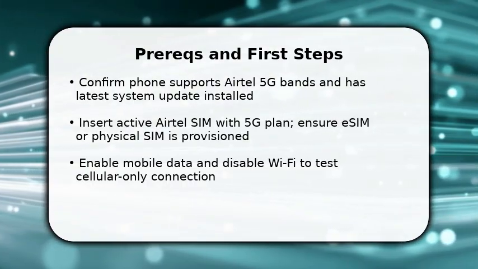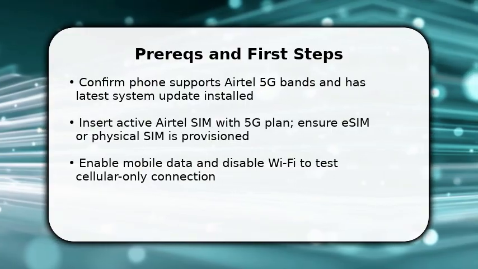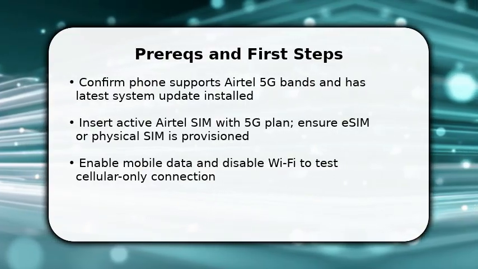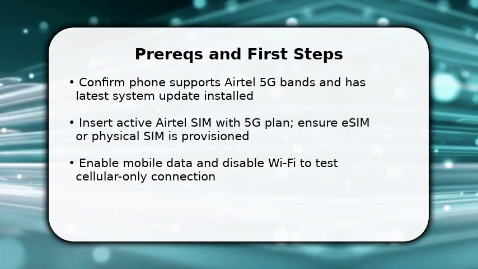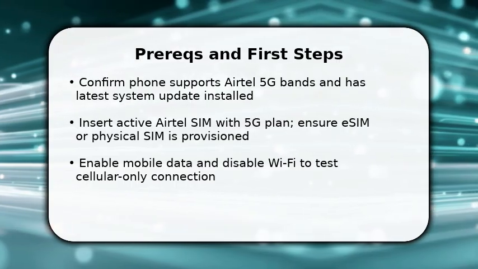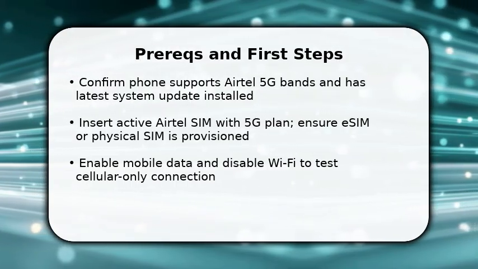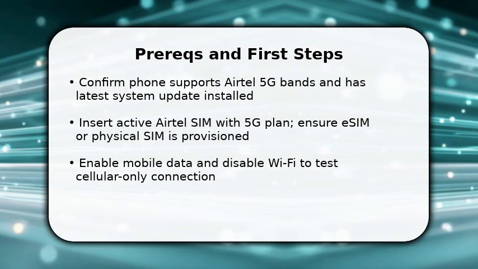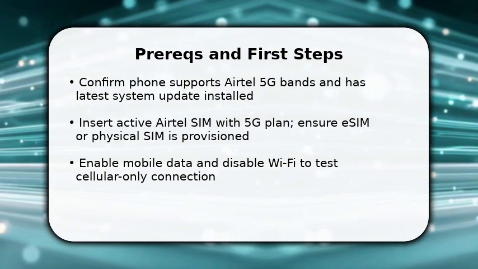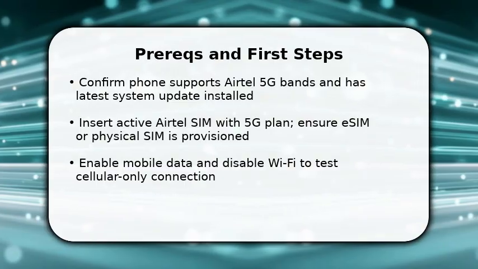Next, enable mobile data and turn off Wi-Fi so you see pure cellular behavior. Make sure airplane mode is briefly toggled if registration stalls, then disable it to force reattach. These initial steps get the network handshake going and prepare you for locking to 5G.